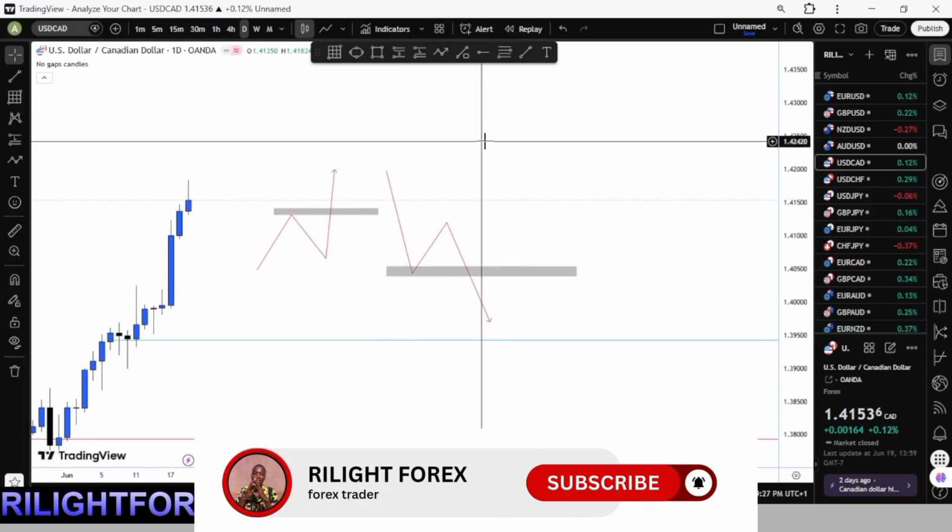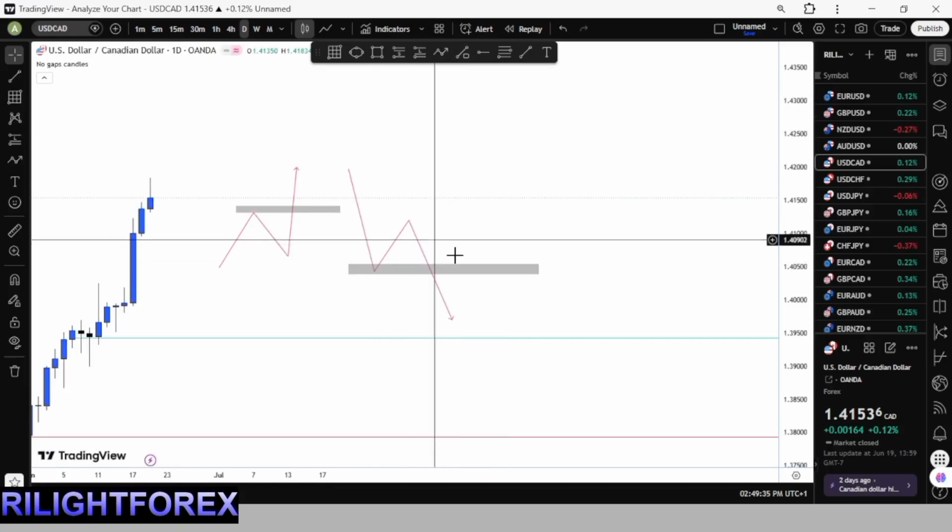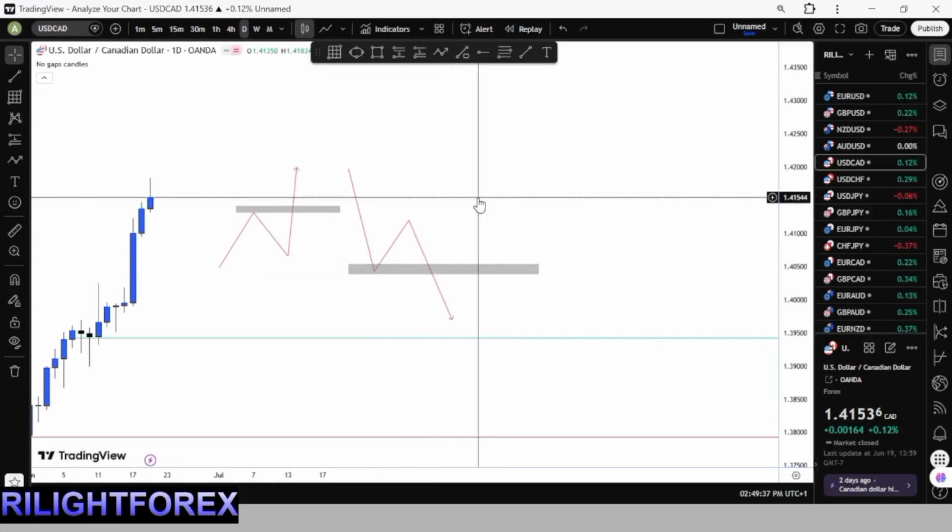And as well, after you figure out your area of interest, that's when you scale down to the lower time frame for your entry. And when it comes to entry, you might use a shift of structure or candlestick pattern. I'm still going to make a video concerning that.